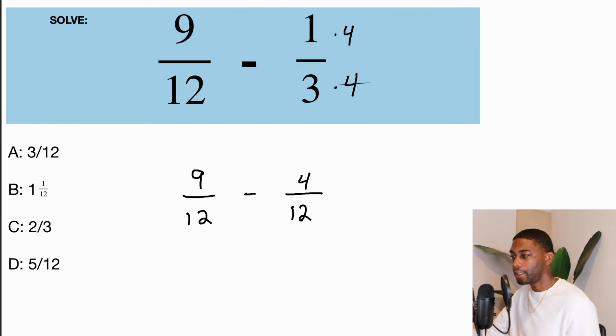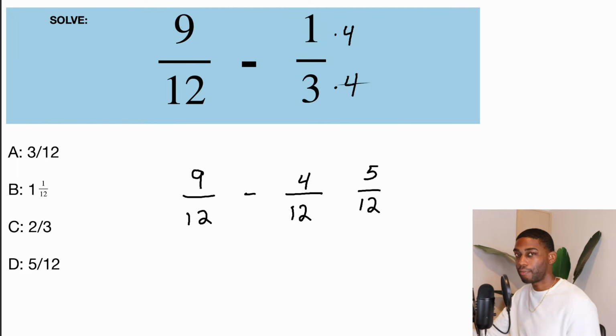9 minus, don't forget to note that we're not adding, we're subtracting. 9 minus 4 is 5. And we'll have a denominator of 12. The 12 stays the same. 5 over 12. Can we simplify?